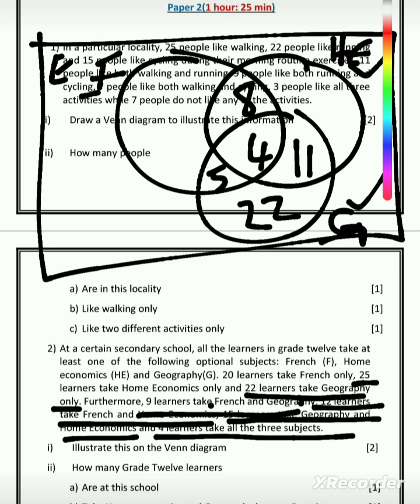Next, 25 learners take home economics only. So 25, we put them here without subtraction. Okay. 20 learners take French only. So we put 20 here. Okay. So that's the Venn diagram.